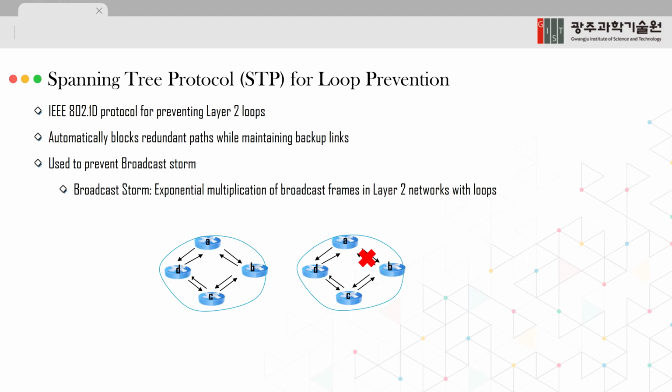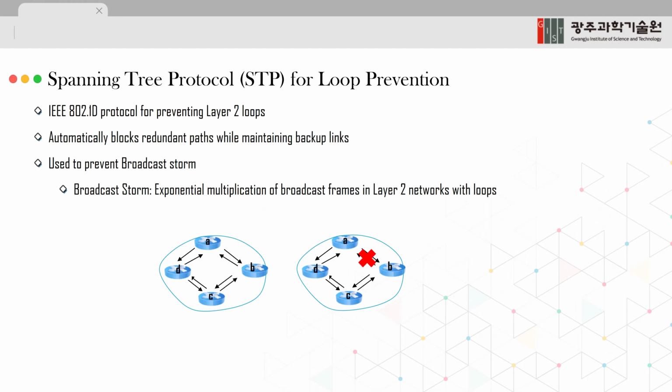Look at the left diagram, which shows 4 switches connected in a ring topology. This creates a loop in the physical topology. Now imagine that host A sends a broadcast packet, perhaps an ARP request trying to find another host's MAC address. Switch A receives the broadcast and, following standard Ethernet behavior, forwards it out all its ports except the port where it arrived. So the broadcast goes to both switches D and B.